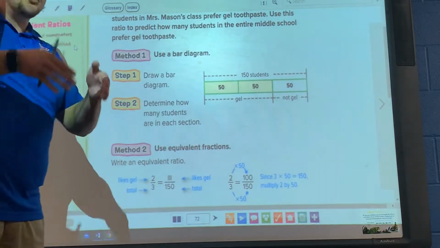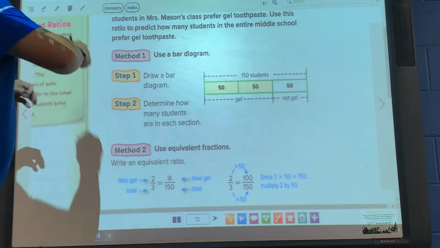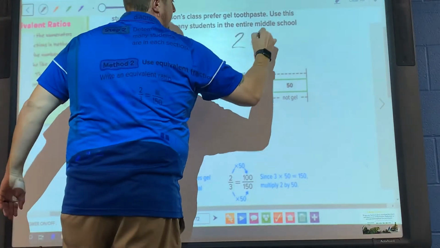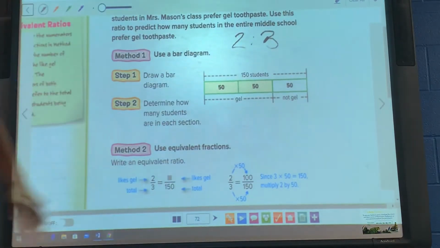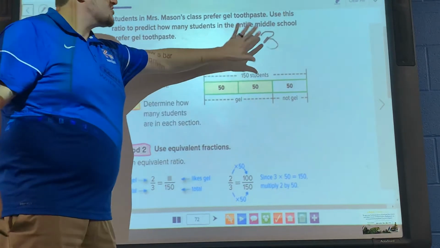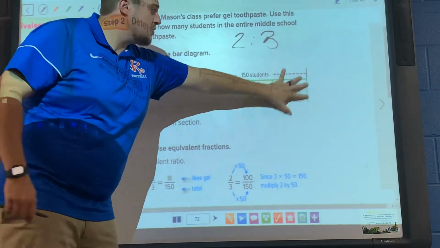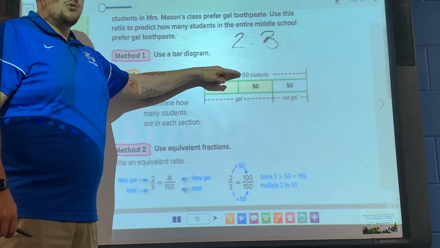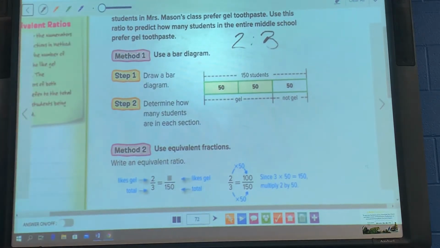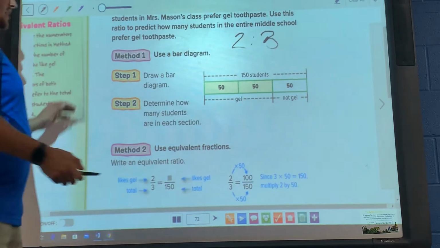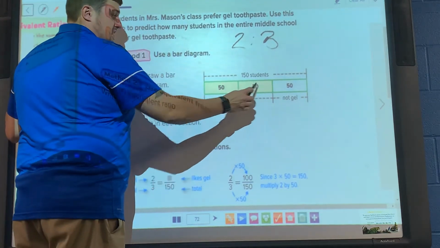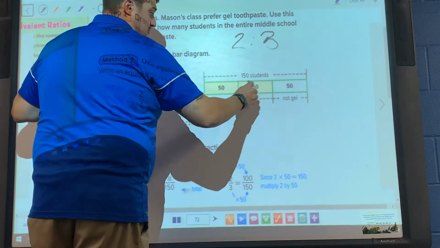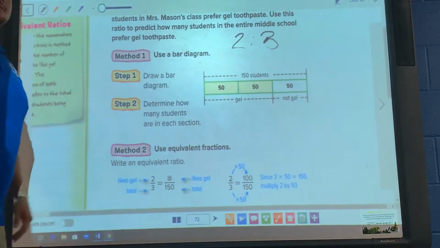If we're going 2 to 3, that's our ratio. One method of solving this is to draw out a diagram, and they did. Since it's 2 to 3, there are going to be 3 total parts. We know there are 150 students in this school, so we break it up into 3 equal parts: 50, 50, 50. If you add all 3 of these up, that equals 150.